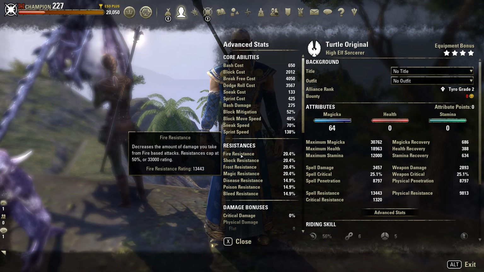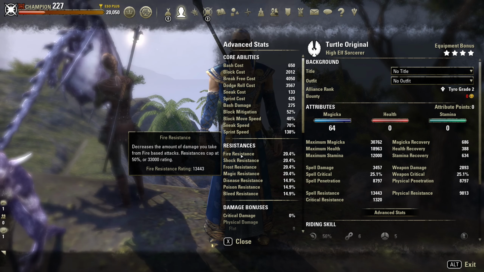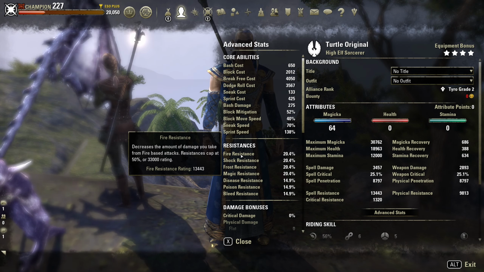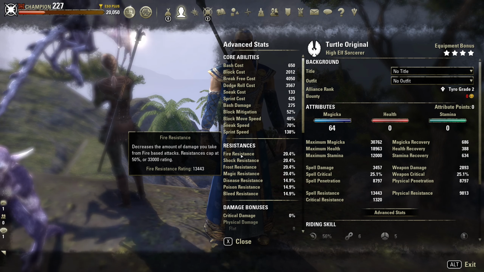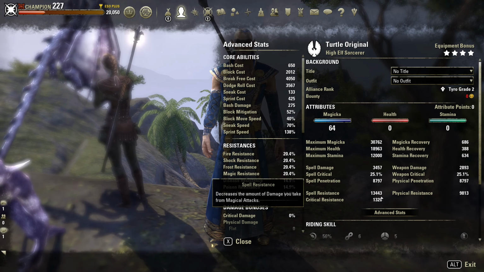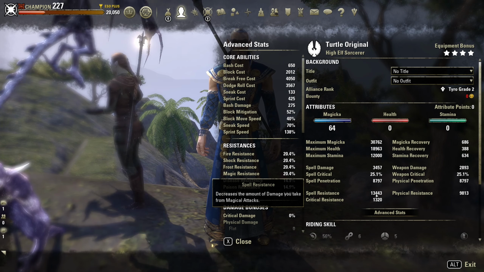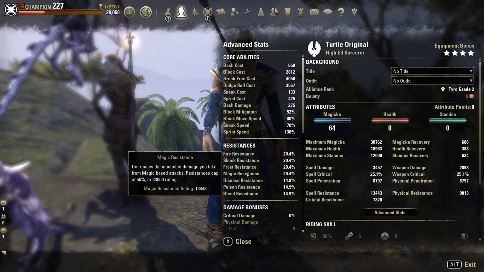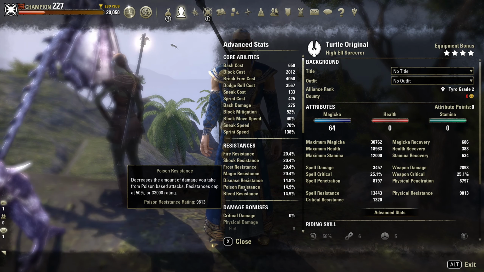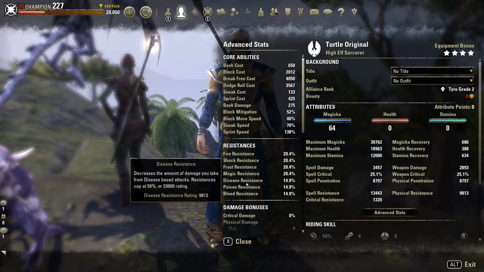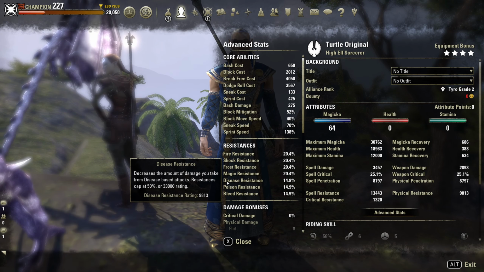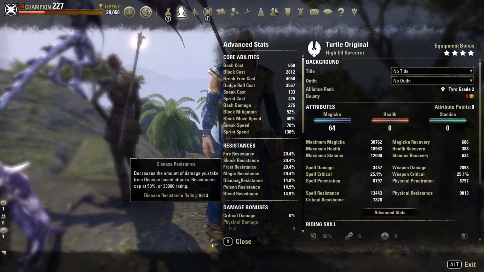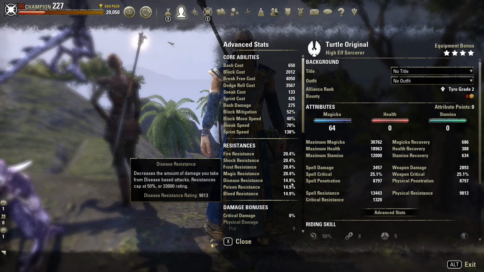And here you can see that resistance is capped at 50%, which is equal to 33,000 of armor rating. On those stats, you can see armor rating for spell resistance and other resistances. And if you notice, there is no physical resistance on this list, but unless you have any additional disease resistance, poison resistance, or bleed resistance, your physical resistance is equal to those.